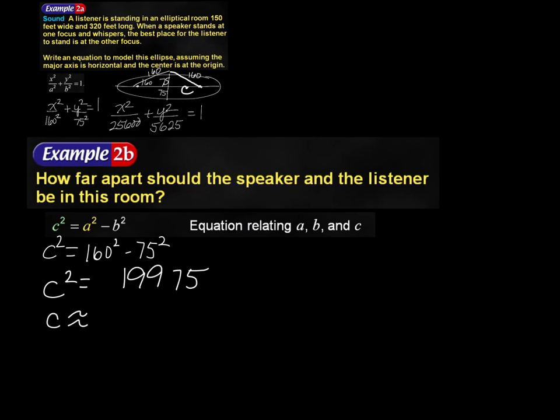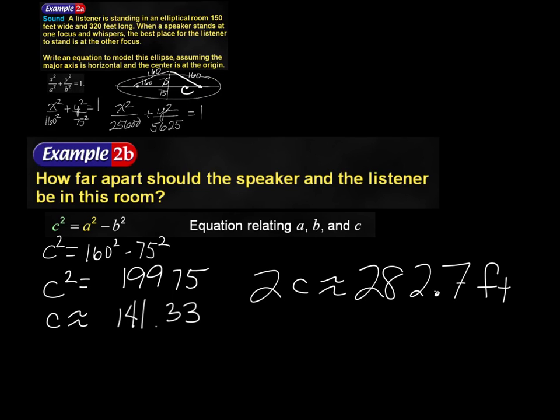So using my calculator, I get c is about 141.33, and looking at the diagram, how far they'll be apart will be 2 of those c's. So they will have to stand about 282.7 feet apart.